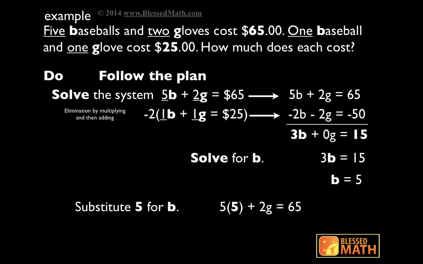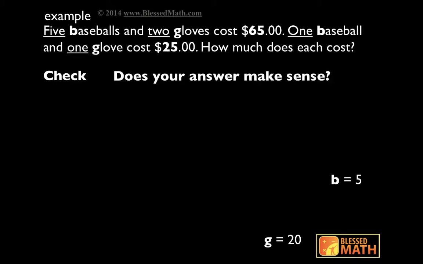So now we're going to substitute 5 for b. So we have 5 $5 baseballs plus 2 whatever the price of gloves are will equal 65. So let's go ahead and solve for g. Well, 5 times 5 is 25, so we're going to subtract the 25 from the left and the 25 from the right. That's going to give us 2g is equal to 40. And then we're going to divide by 2 on both sides to give us g is equal to 20. So the gloves are $20 and the baseballs are $5.